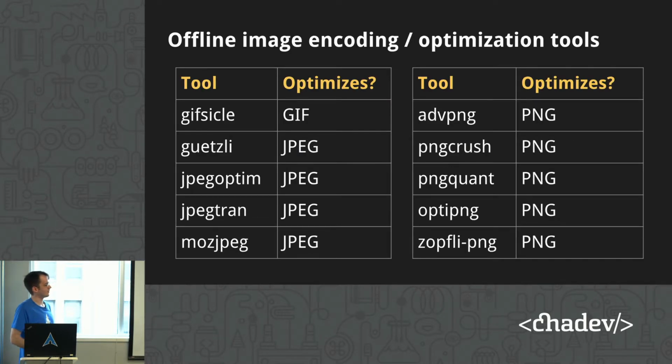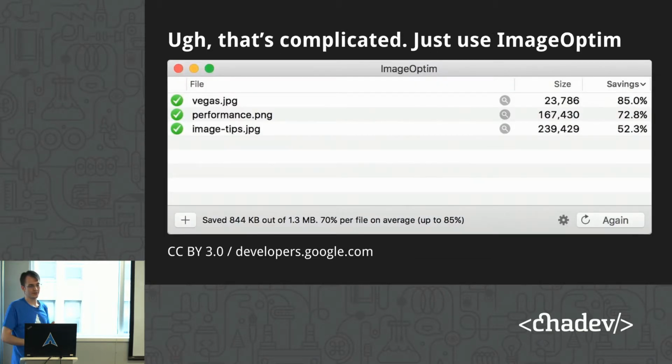And PNG deserves half a slide over here because it has so many dang tools. Some of these are kind of new and you may need to compile from source to be able to use them. They can be kind of complicated to use on the command line, so I would recommend just falling back on ImageOptim. This is an amazing tool. This is image optimizing easy mode. It's literally drag and drop, and it shows you how much savings you've got over there on the right-hand side.